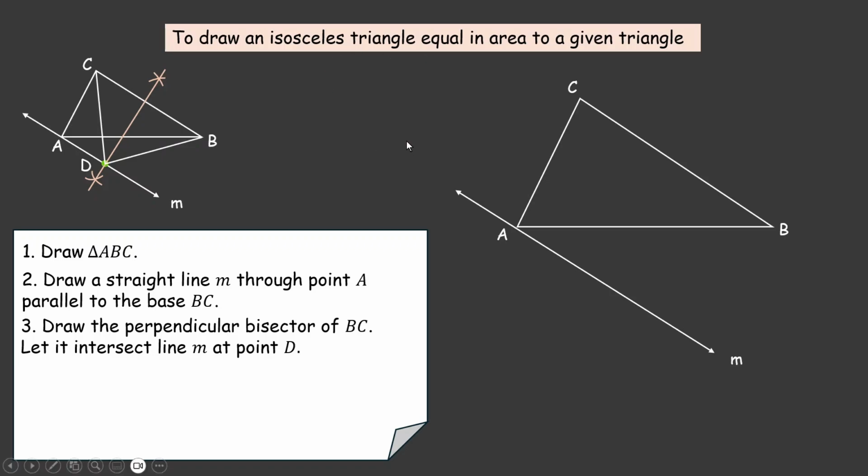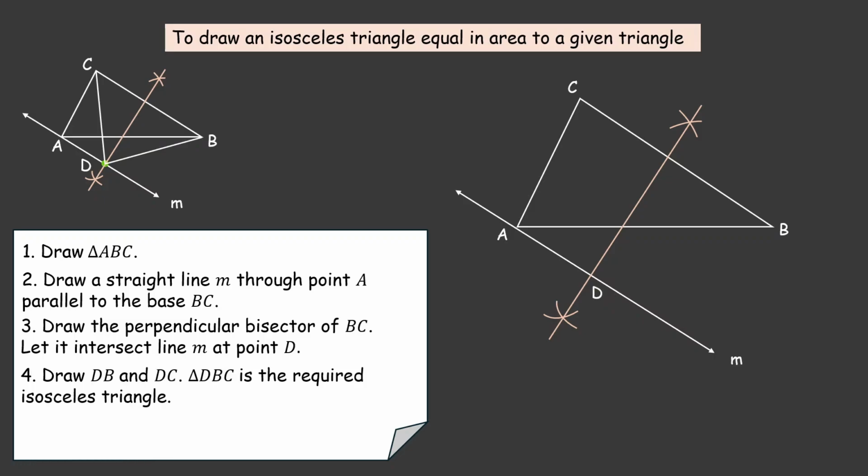Now, in order to draw the perpendicular bisector, we are going to keep our compass at C, open it to more than half the length of BC and make one arc. Then we will keep the compass at B with the same radius and make another arc intersecting the previous arc. Similarly, we'll make two arcs on the opposite side. Now we'll join them, and where this line intersects line M is point D. We'll connect DC and DB, and this is the required isosceles triangle.